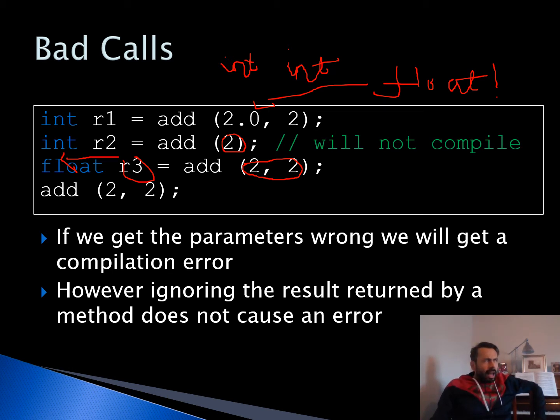That's fine in a sense, but I think you've got to assign it to something, because it just simply returns a value to you. It won't print that out to the screen automatically. You've got to write the code for that. So if we get the parameters wrong, we'll get a compilation error. However, ignoring the result returned by a method does not cause an error sometimes. So you've got to be a wee bit careful there, and that's where breakpoints and everything come into it, just to make sure.